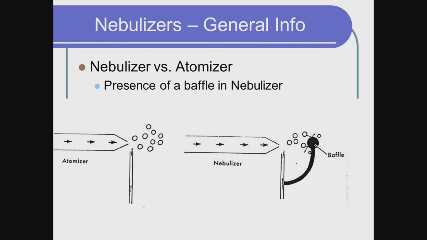Difference between a nebulizer and an atomizer. An atomizer is what your perfume or cologne is in. You press the button, you get this mist, but it's larger particles. Whenever you place something called a baffle, something in the way of that stream of aerosol, it takes the larger particles out of suspension. In this case, it's got a little ball there. It can be a wall. It can be something that basically traps those larger particles and causes them to fall back into solution. An atomizer doesn't have a baffle. A nebulizer does.